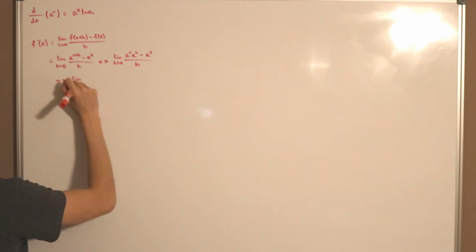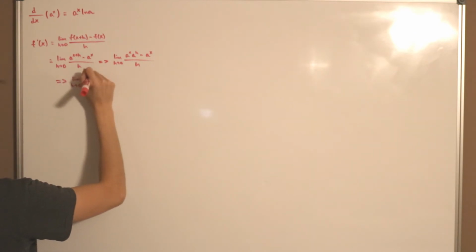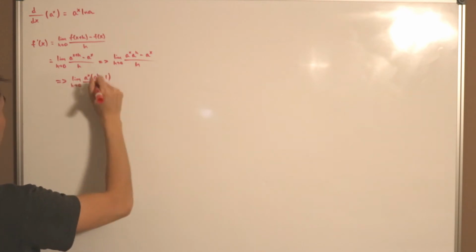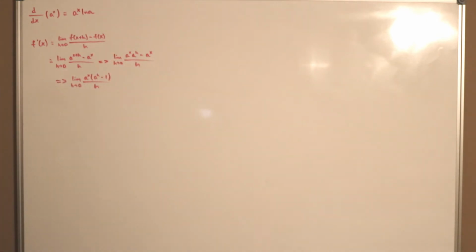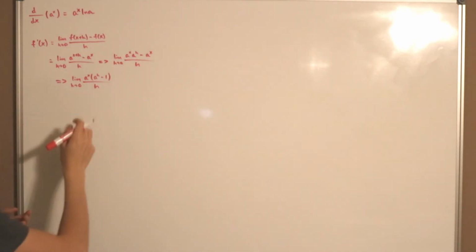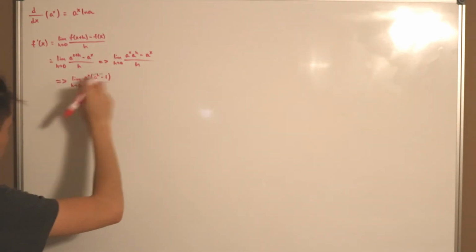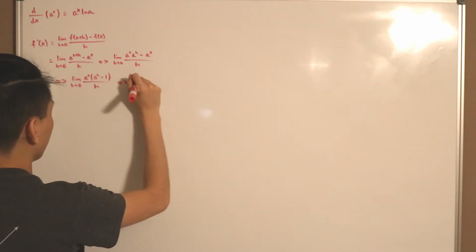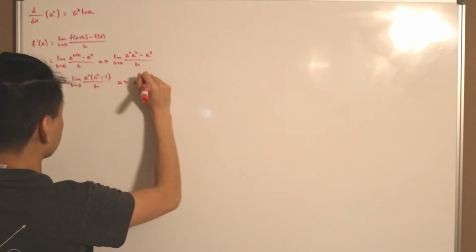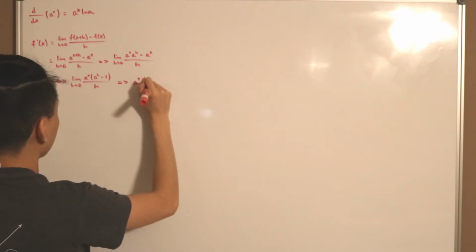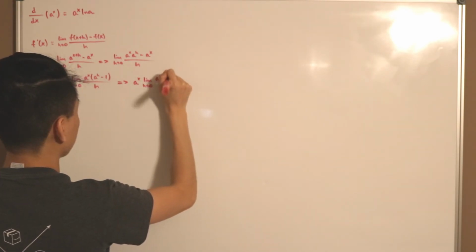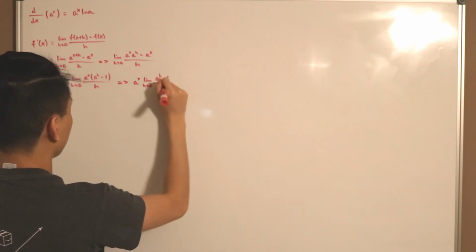So we have the limit as h approaches 0 of a to the x times a to the h minus 1 divided by h. Just like before, a to the x doesn't depend on h, so we can move a to the x outside the limit, and we'll just be focusing on the limit, the same as when we showed the derivative for e to the x: a to the h minus 1 over h.